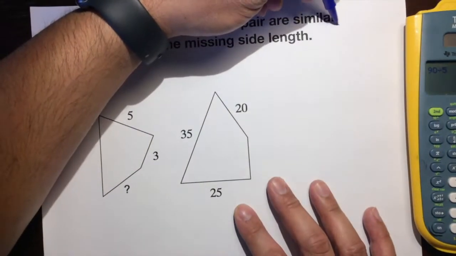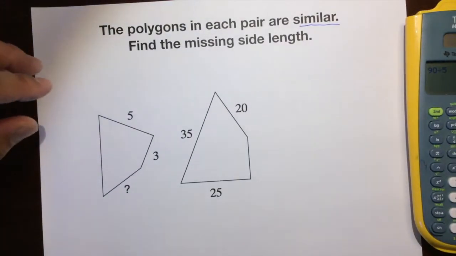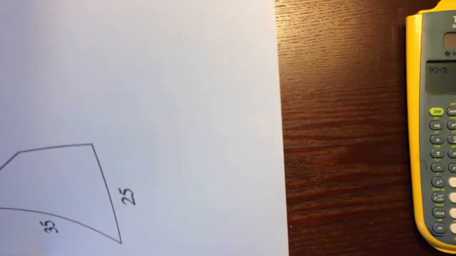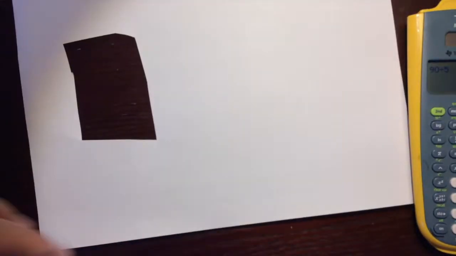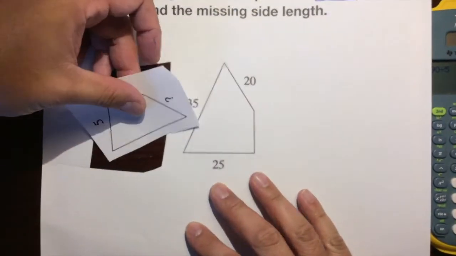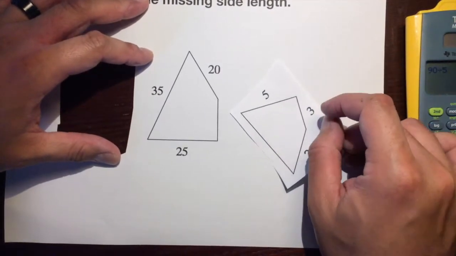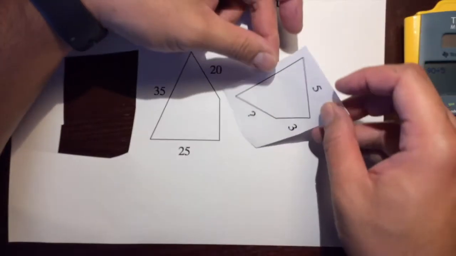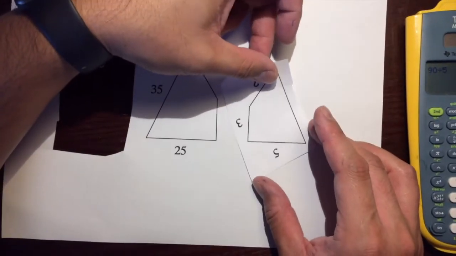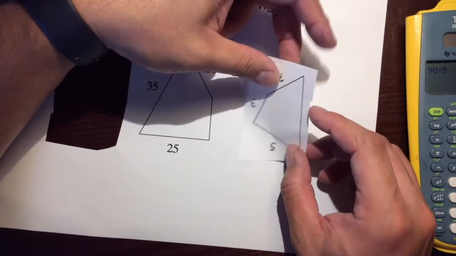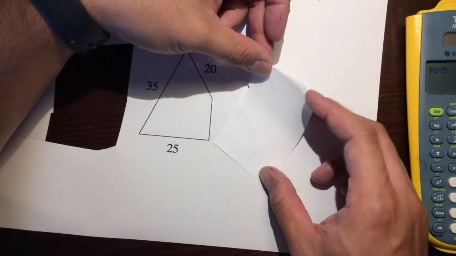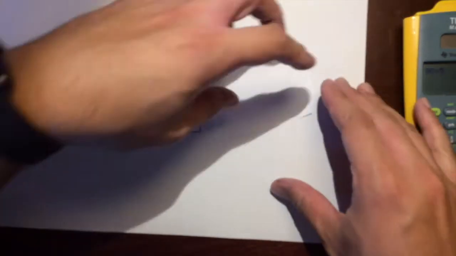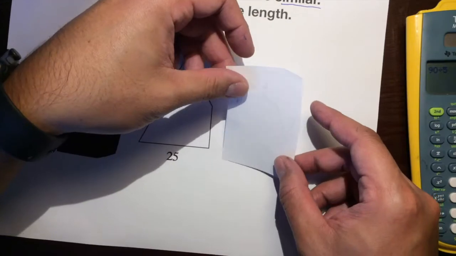All right, and the last example. The polygons are similar, find the missing side length. And so what I'm going to do again is take my trusty scissors and do some manual rotating, okay? So that these two have the same orientation. Still no. Okay, it looks like they reflected it also. Did they reflect it also? Whoa. Yes, they did reflect it.